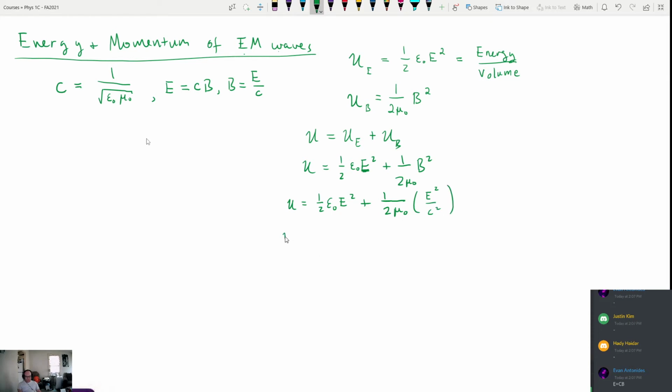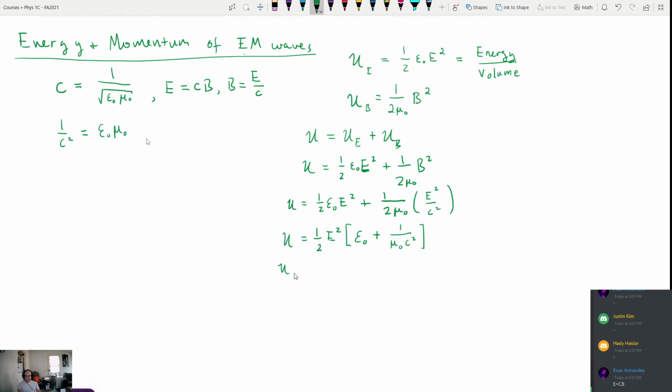And now we're going to just simplify things. So every term has a 1/2 and an E squared in it now. And what we have left over is, from the first term, epsilon naught, plus the second term is going to have a 1 divided by mu naught times c squared. And what we're going to do is try to eliminate both of these variables here, because we know that c is equal to this, right? So 1 over c squared, which is what shows up in this equation here, is going to be equal to the inverse of this squared, which would be epsilon naught times mu naught.